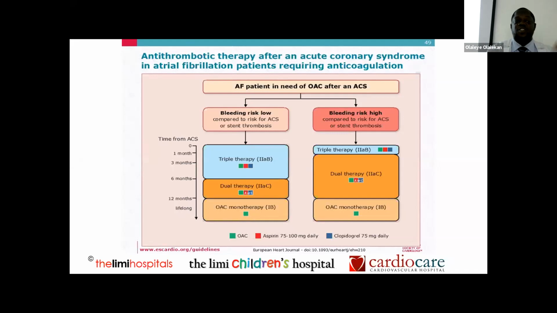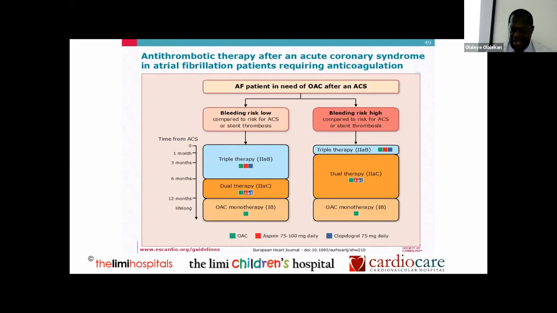Then between 6 months to a year, you remove one of aspirin and clopidogrel and still continue with your anticoagulant. Then subsequently thereafter, stop your antiplatelet and continue your anticoagulant. But for those with high bleeding risk, the triple therapy is done for only 1 month. After 1 month, stop one of the antiplatelets, continue with dual therapy for the next 11 months, then thereafter, leave them on anticoagulants.